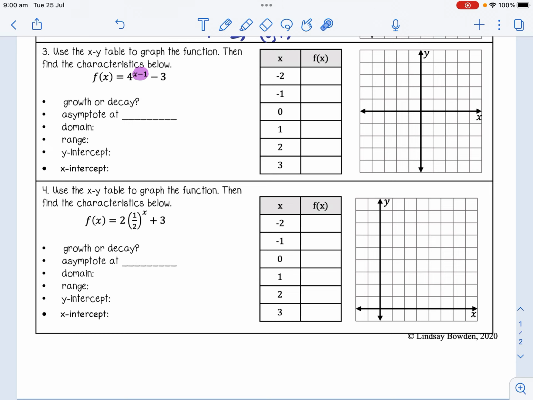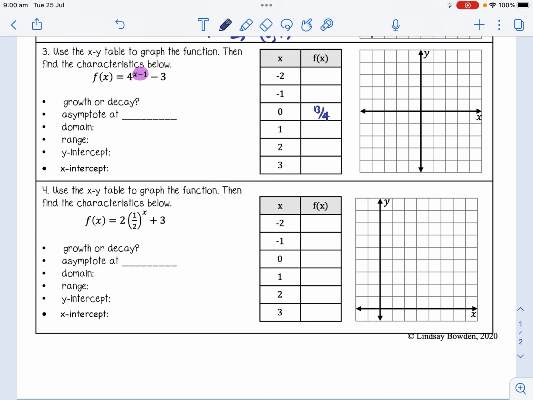In this question, we're actually going to start by creating a table of values to give us a bit of a guide about what's going on with the graph, and that can help us answer the questions. So this is just a simple substitution activity. I always like to start with 0 because 0 is easier. So I'm going to have 4 to the power of 0 minus 1 plus 3, which is 4 to the power of minus 1 plus 3, which is 1 quarter plus 3. 3 is the same as 12 quarters, so it equals 13 quarters.